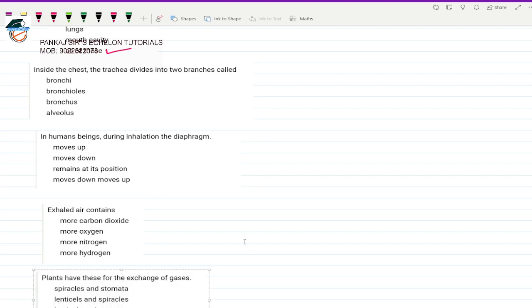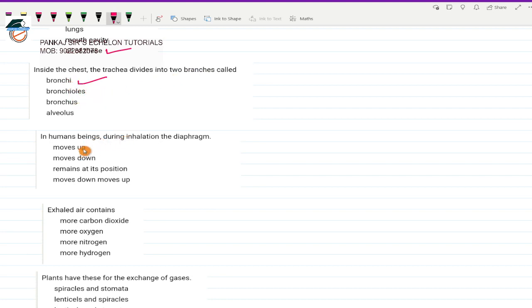Fine. So next question is, inside the chest cavity, or inside the chest, the trachea divides into two branches called. What are the two branches called? In the concept lecture we have discussed that the trachea branches into two parts, and these two branches are known as bronchi. So this is the right answer. Bronchi further get divided into more and more finer tubes, and those tubes are known as bronchioles. So the main trachea divides into two parts, and those two parts are known as bronchi.